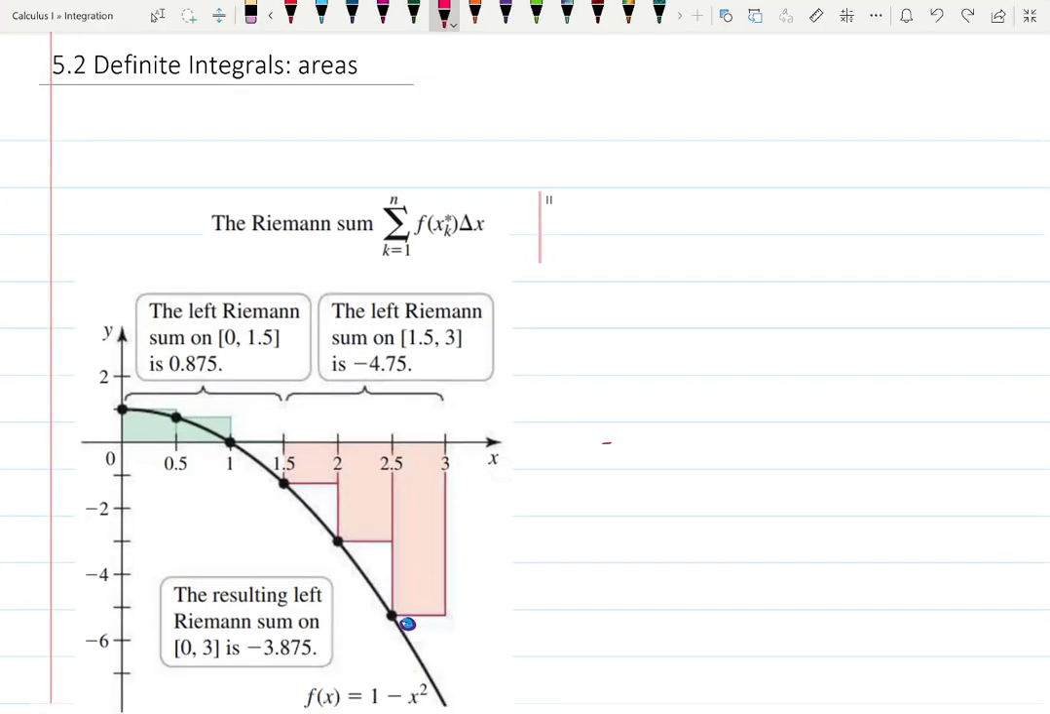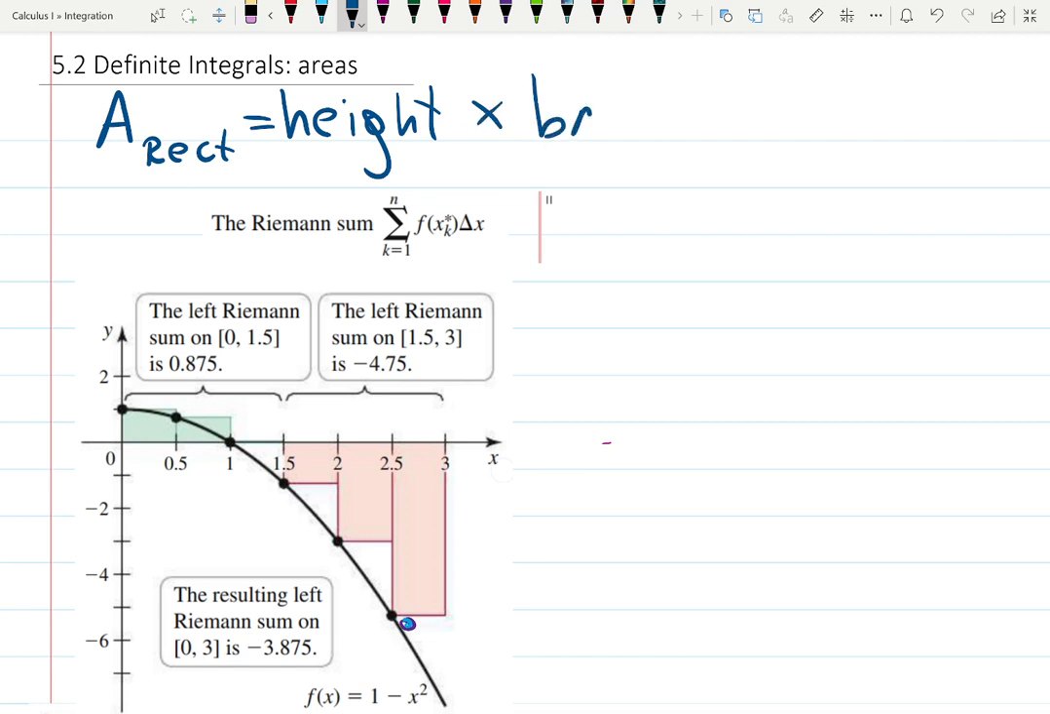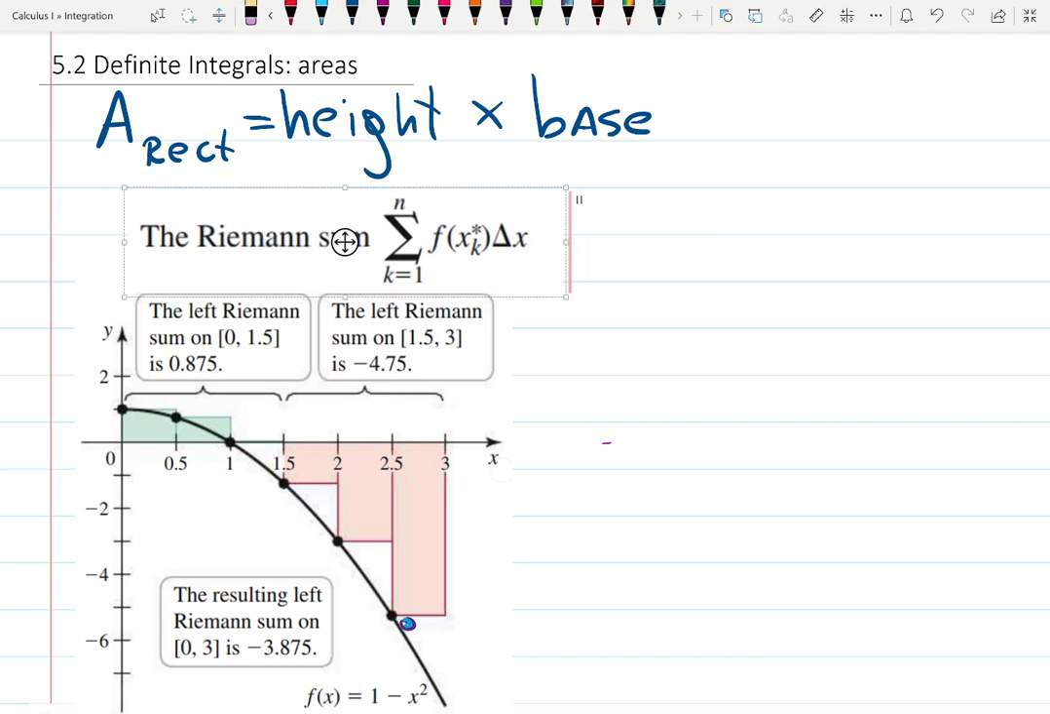In 5.2, we're going to introduce the definite integral through areas. So remember that the area of the rectangle is height times base. Such a simple idea, and surprisingly, it becomes so important in calculus class and in the understanding of this whole concept. Then we defined the Riemann sum, and now you know what Riemann sums are.